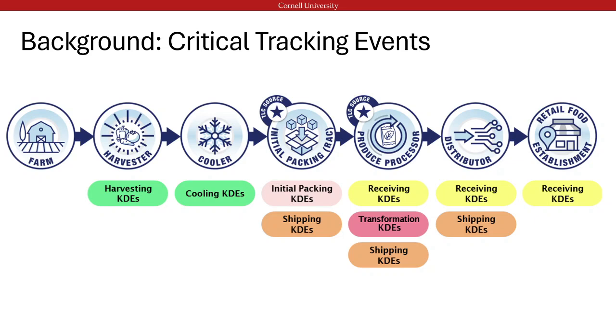And the initial packer has initial packing key data elements, shipping key data elements, and the processor, when they receive the raw material from the packer, they have receiving key data elements that they need to keep. And then when they ship it further down the line, they have shipping key data elements they need to keep. And the produce processor, in this case, also has transformation key data elements that they need to keep. So if they get a raw material and they do some process, they cut it up or they slice it or they mix it together with something else, that's a transformation event, and they'll need to keep key data elements for that as well.